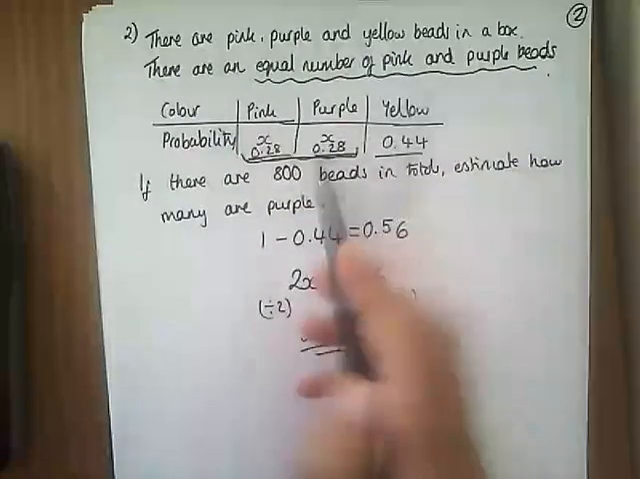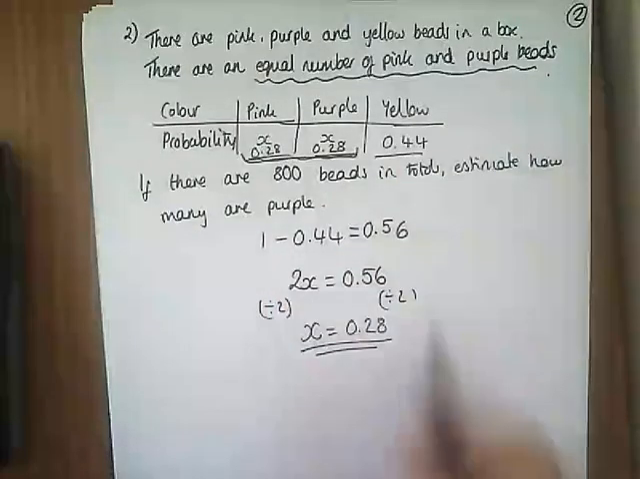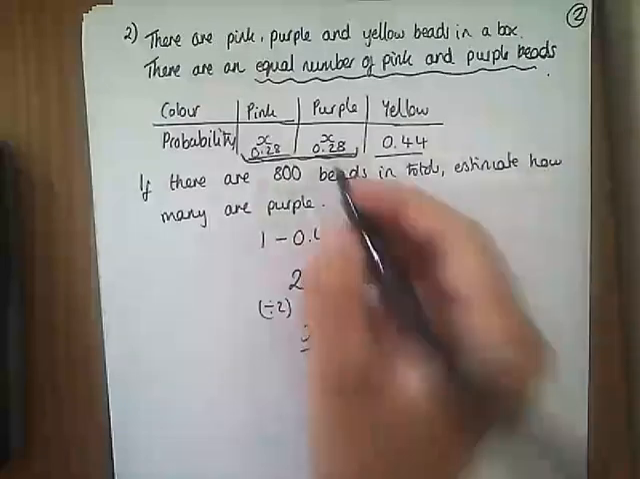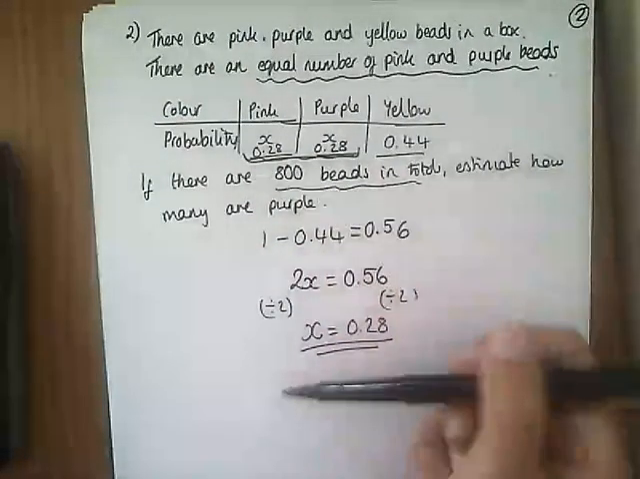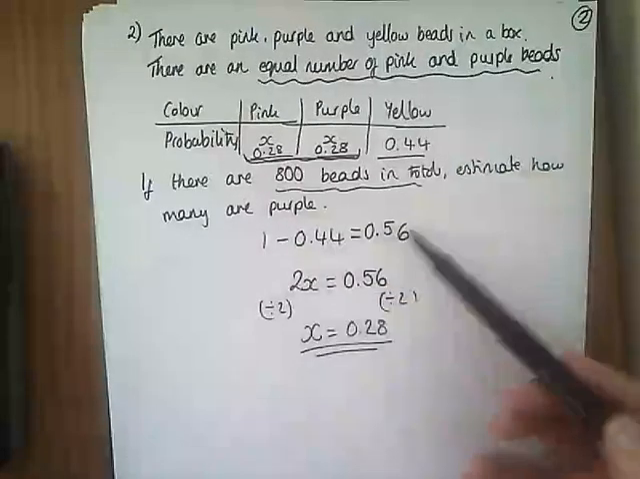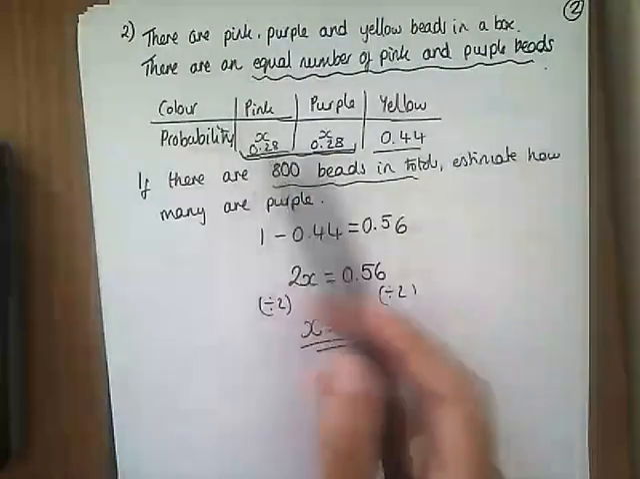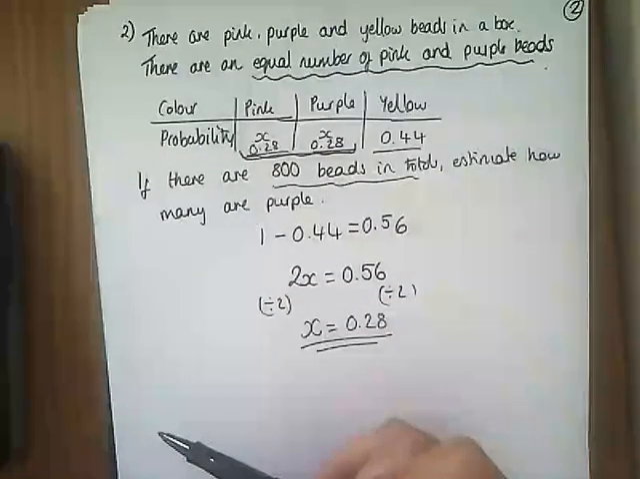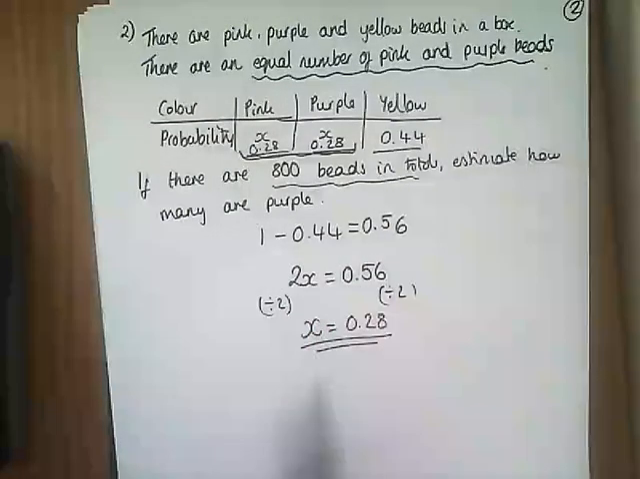And you can just check if you want on your calculator, but this could be in a non-calculator, that they add up to 1, okay, which they do. Right, now it says that there are 800 beads in total. So this question hasn't led us through part A and part B like the last one. It's just given us a whole question in one, okay? But I didn't even really read this bit. All I did to start with was work out these missing probabilities because that's really important. Okay, then it says, if there are 800 beads in total, estimate how many are purple.